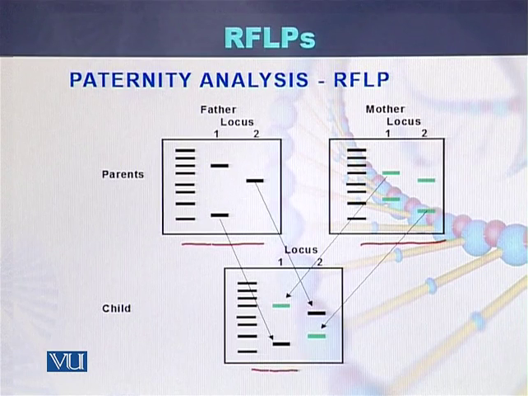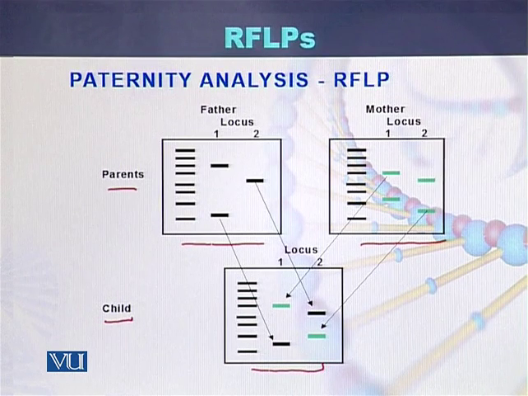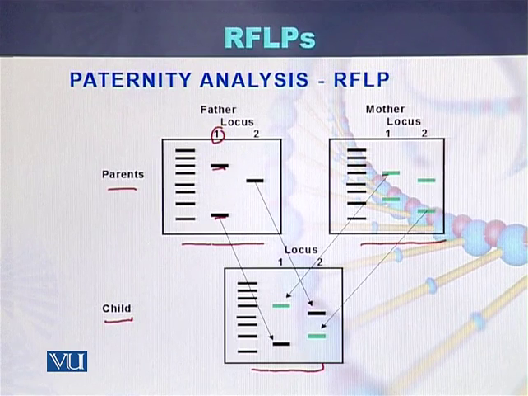This is the banding pattern of the DNA of the child. So these are the parents and this DNA belongs to the child. Here we can see in case of locus 1, this individual is heterozygous. So the father is heterozygous. Same is the case with the mother. We can see that the mother is also heterozygous.